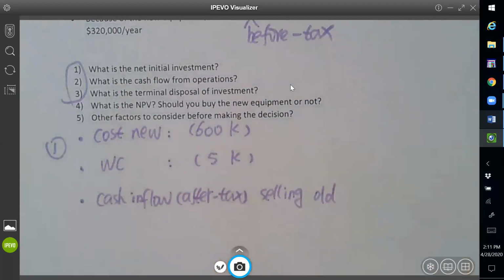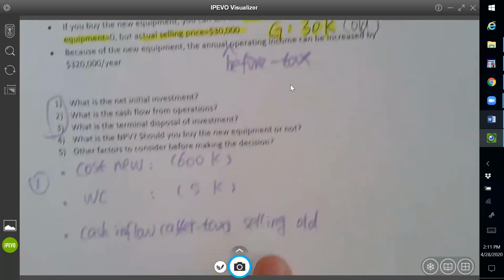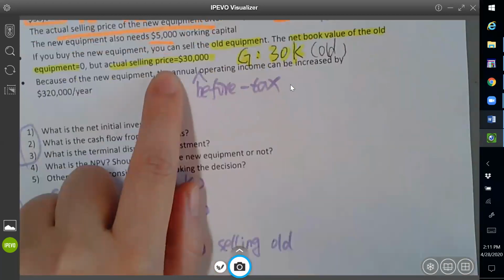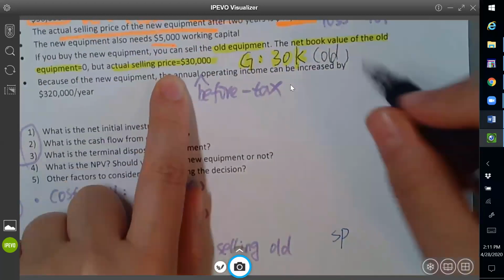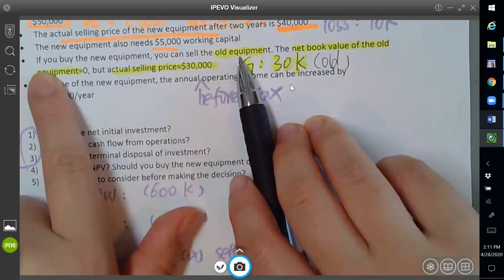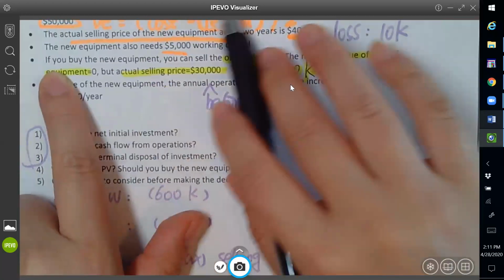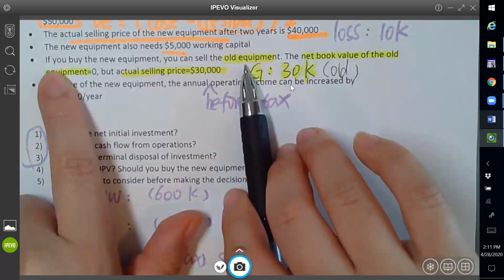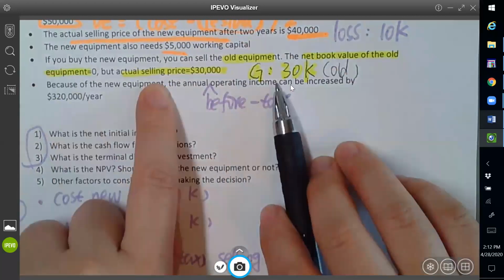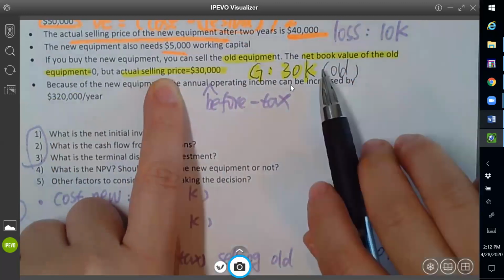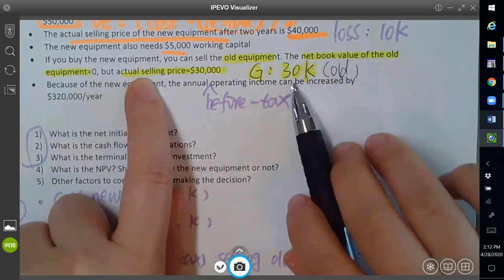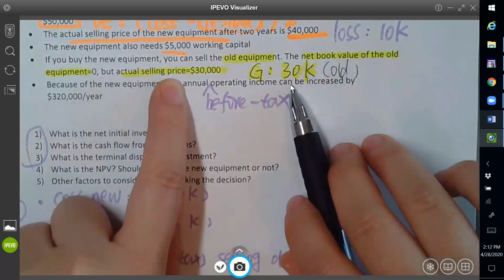So we focus on the old equipment information. We always start from the selling price, and then we do the adjustment. We don't worry about the new equipment now. First, get the selling price of the old one: we put 30,000 here. And then we compare. The net book value is 0, but you sell at 30,000, so you have a gain of 30,000.